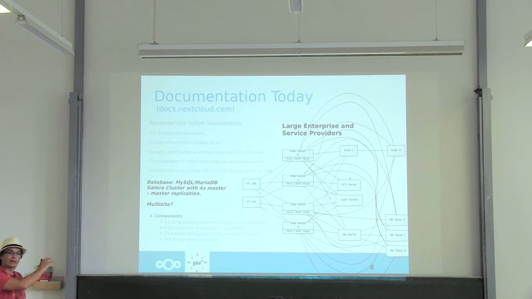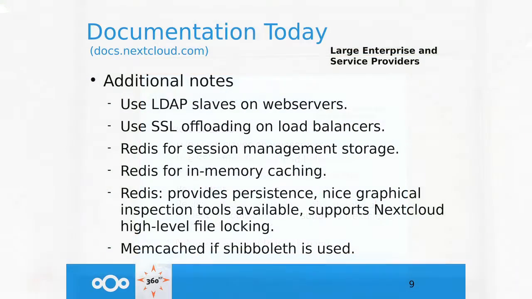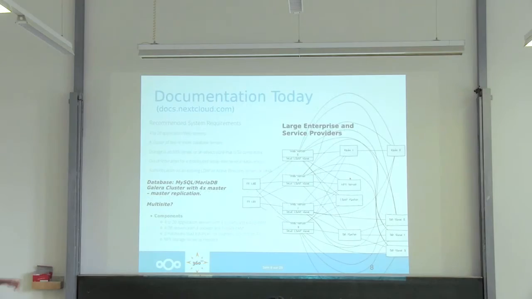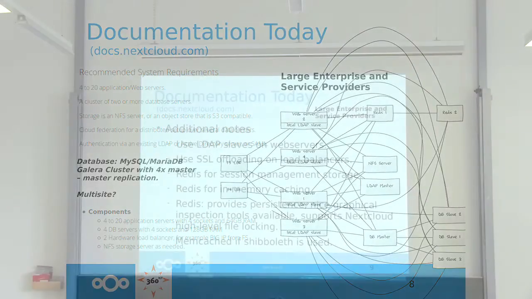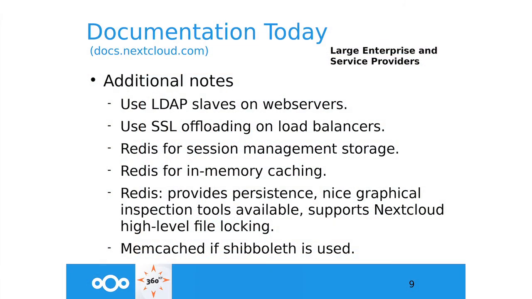But this was the main place that I went to at first to see what I should do to create a large-scale implementation. Then I found some other notes in that same documentation. You should use LDAP slaves on the web servers. I already showed you that in the picture, that there should be a local LDAP slave on the web server for performance. You should use SSL offloading on the load balancers. I think that's added in.